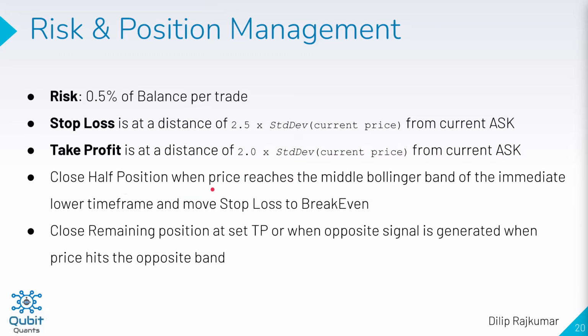time frame. That is, if our strategy is based, for example, say on the 5-minute time frame, then this half position close would happen when the closing price on the 1-minute chart reaches the middle Bollinger Band on the 1-minute time frame. Thereafter, we move the stop loss to break even, and the remaining position is closed either at the set TP or when the strategy generates the opposing signal when price reaches the opposite Bollinger Band.